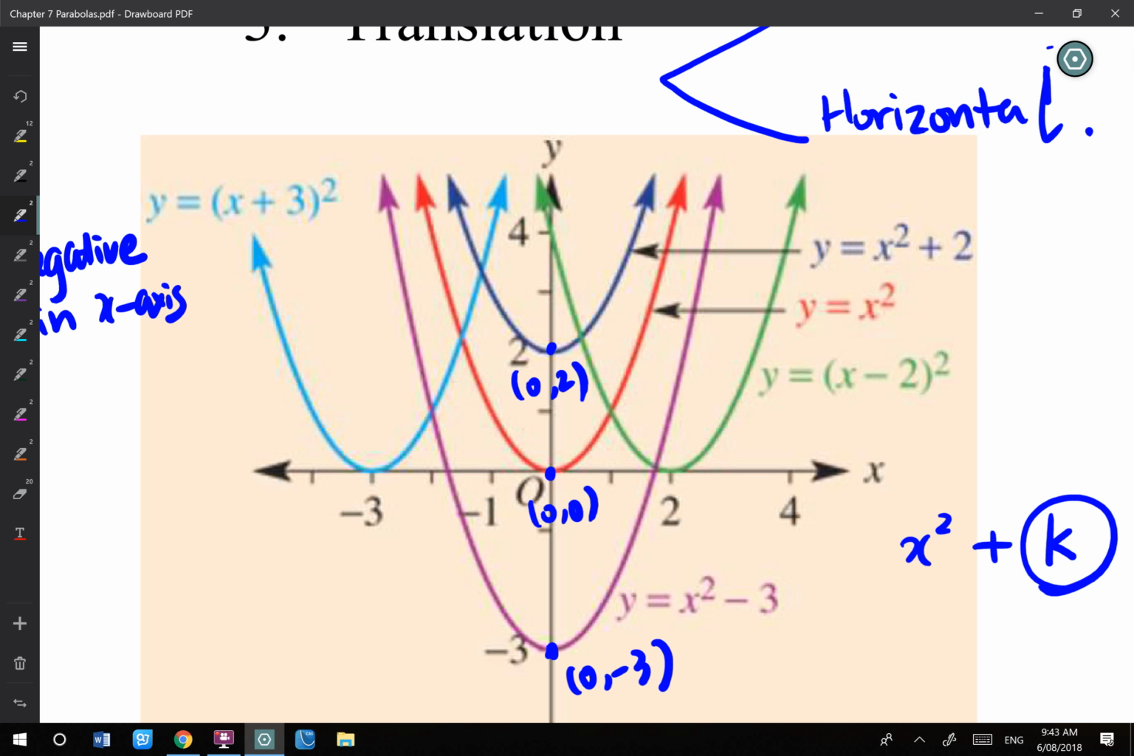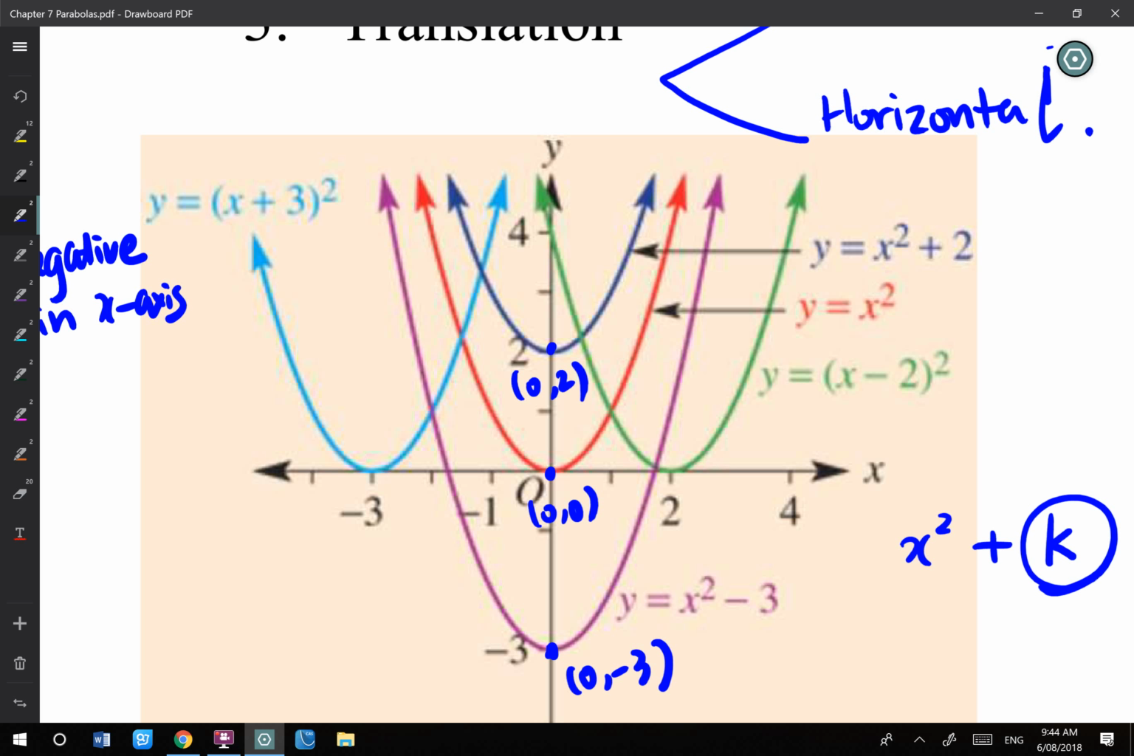But let's have a look at the horizontal 3 graph. The red one is x squared, it's the original one. The light blue one is x plus 3 squared. We haven't added anything at the back of the square; we combine it with the square, so it's x plus 3 squared. And this green one is x minus 2 squared.